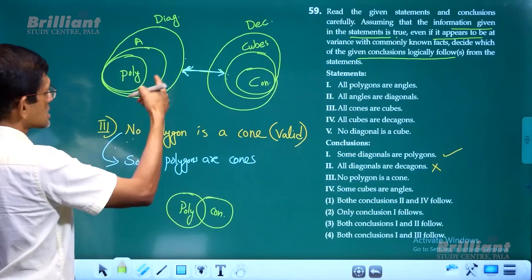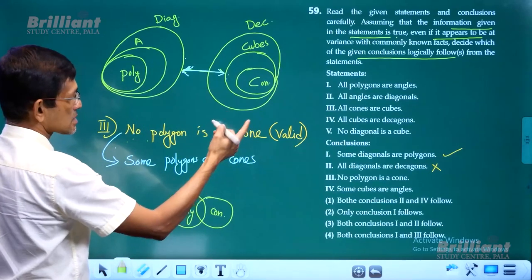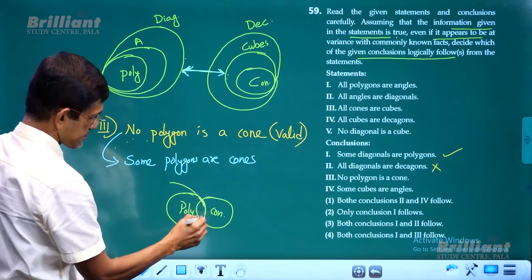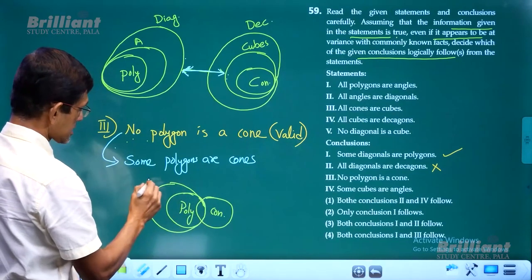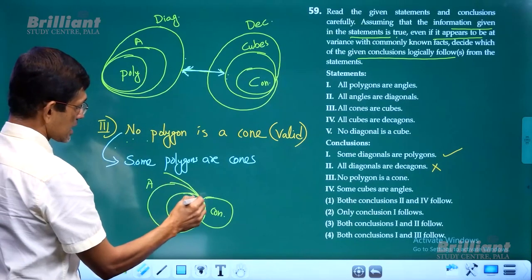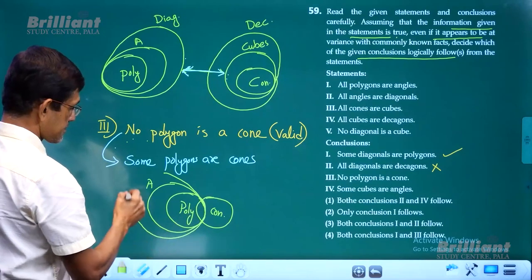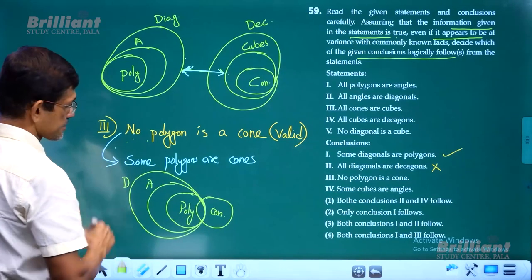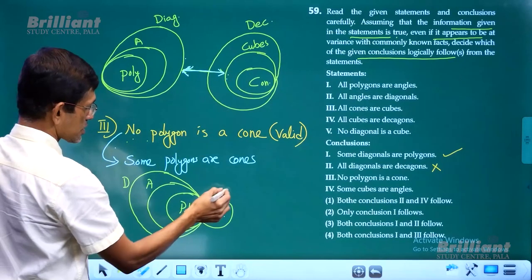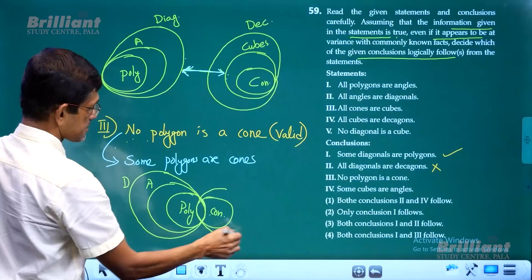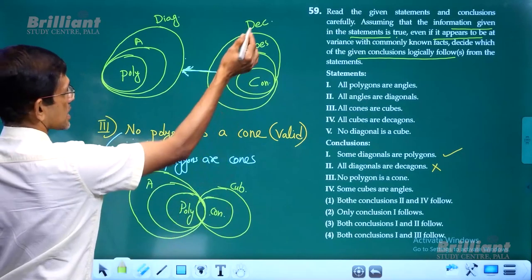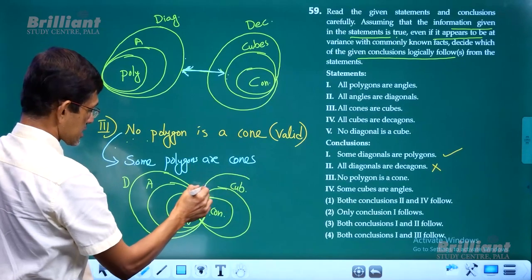So polygons are inside what? Angles. So all polygons are angles. So we have to draw the angle like this. All polygons are angles. And all angles are diagonals. At the same time, all cones are cubes. All cones are what? Cubes. And all cubes are decagons. All cubes are what? Decagons.